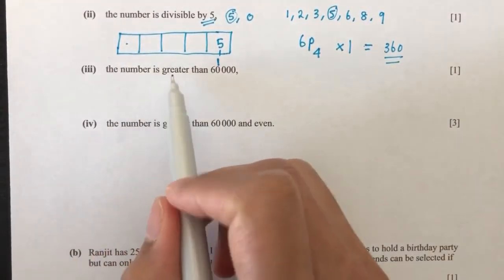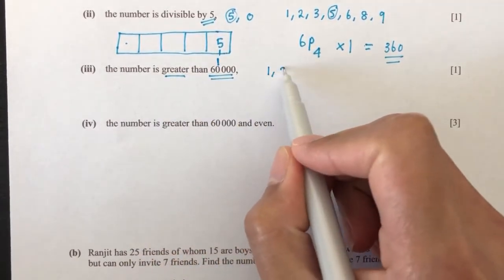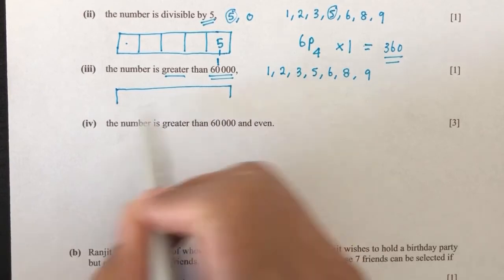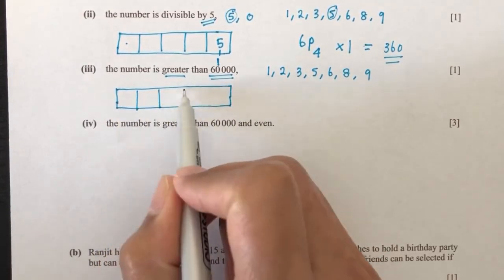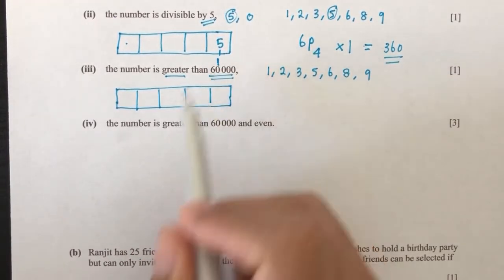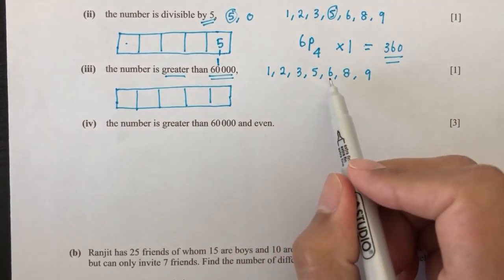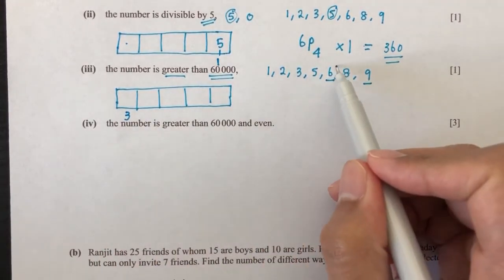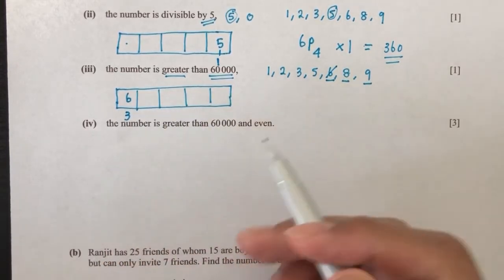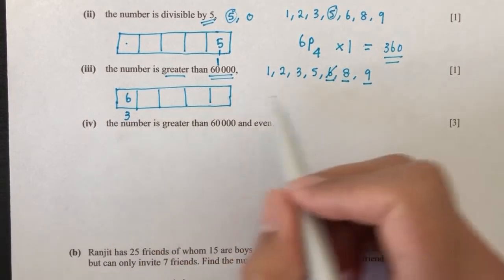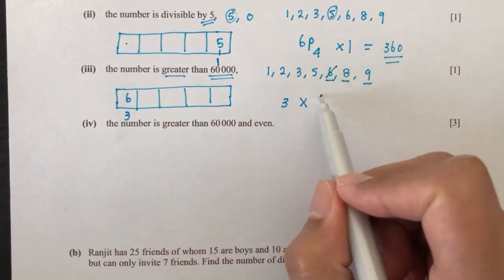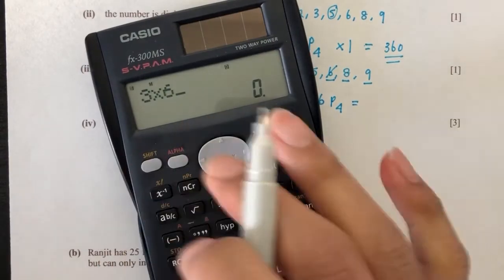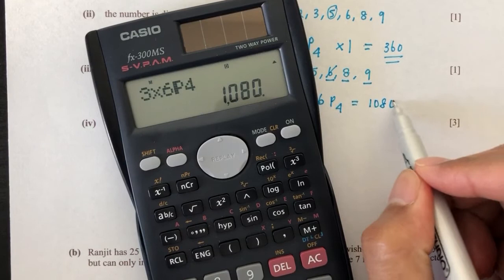Now moving on to part 3, the number is greater than 60,000. So we have 1, 2, 3, 5, 6, 8, 9. Same method, draw your boxes for your 5-digit number and you can find the possible options. For it to be bigger than 60,000, what number can it start with? It can start with 6, 8, or 9. So we have 3 options. Does that make sense? Yeah. So let's say if you choose one of them, it can be 6 here. And for the rest, any 4 numbers from this list are fine. So first one is 3, and then times the remaining numbers, we have 6 numbers remaining, choosing 4 numbers. So 3 times 6P4 will be 1080 for part 3.